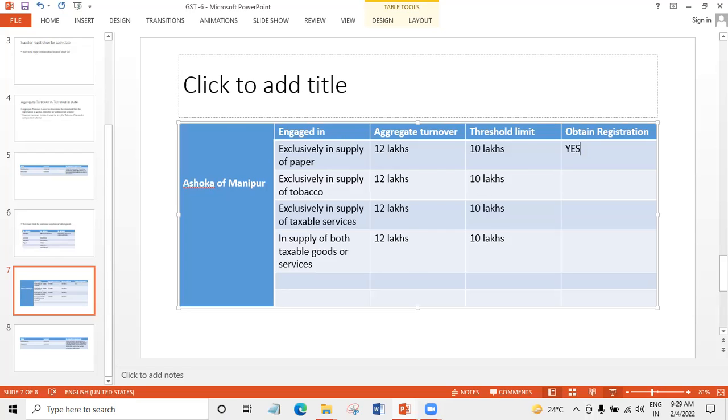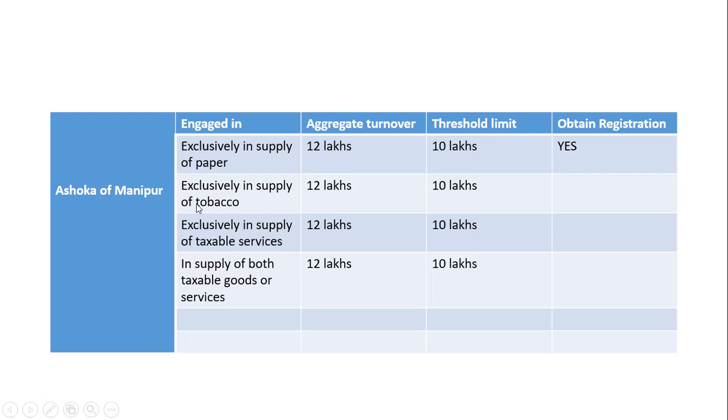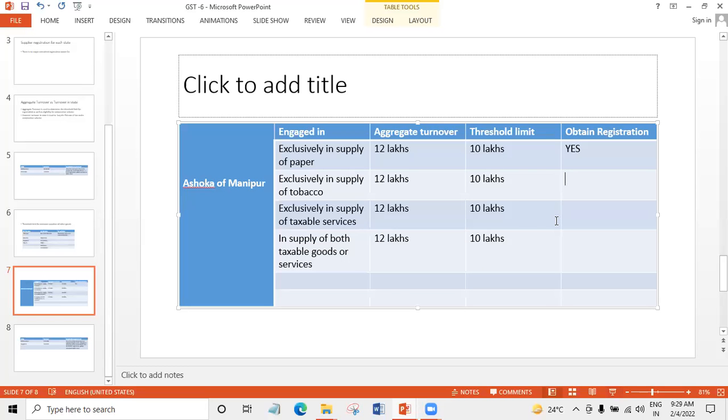Again, exclusively supplying tobacco. Turnover is 12 lakh. It is exceeding the limit of 10 lakh. So the threshold limit for Manipur state is 10 lakh. First you have to identify how much is the limit for the special category states.